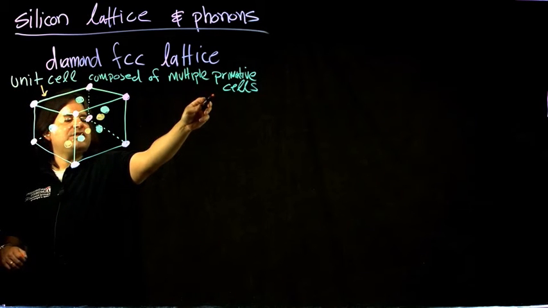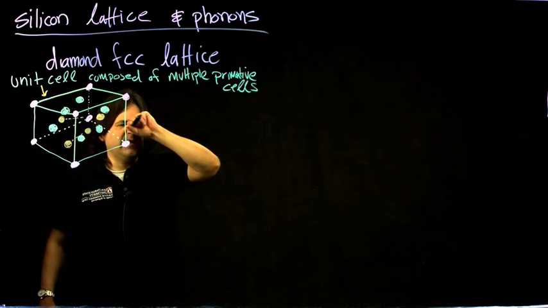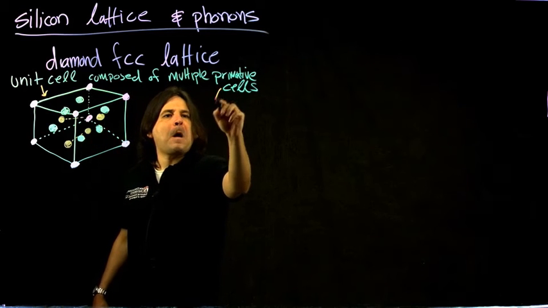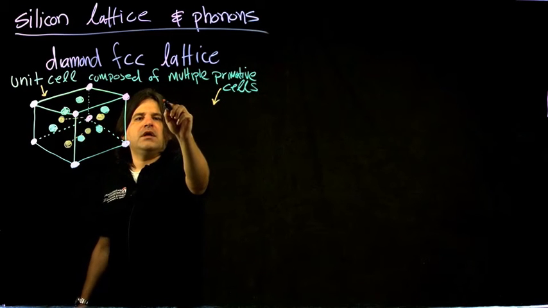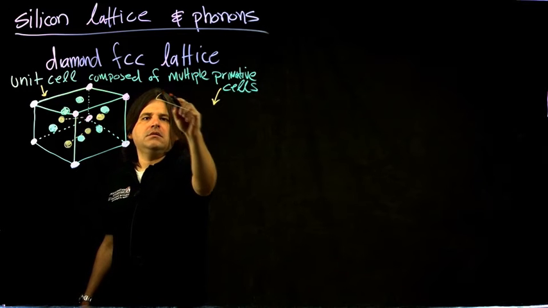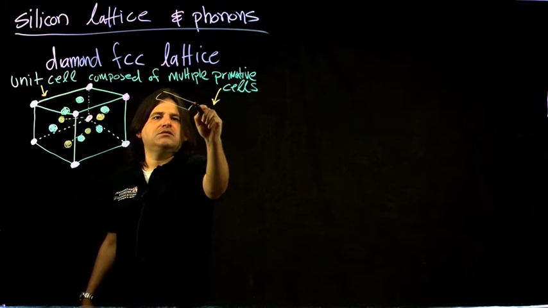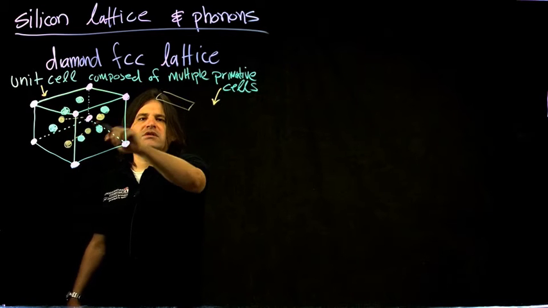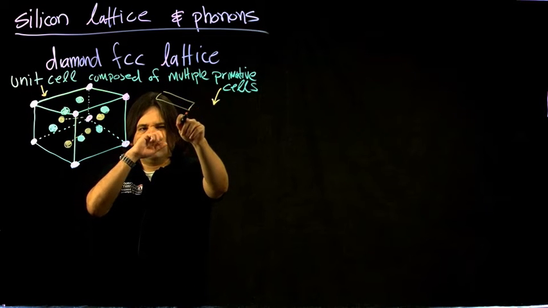Then the primitive cell, I'll draw here. It's more like how this is composed when you can break this unit cell into a few of these primitive cells.